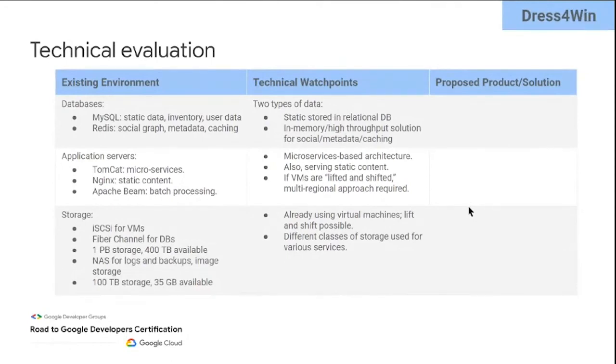They have Tomcat, Nginx, and Apache Beam for their application servers. They probably want to move to a microservices-based architecture. They also want to serve static content. And since they're already using VMs, as is mentioned here, they kind of can do lift and shift.